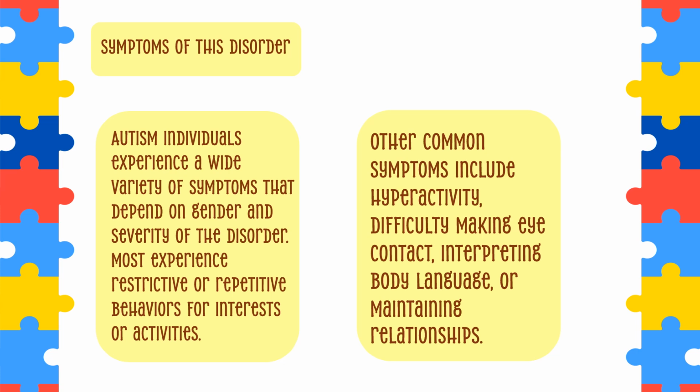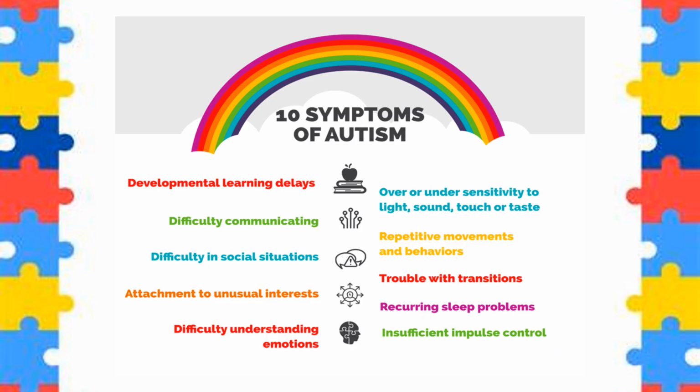Autism symptoms depend on many different things, such as gender and the severity of the disorder. Most will experience restrictive or repetitive behaviors for interests or activities. Other symptoms may include hyperactivity, difficulty making eye contact, interpreting body language, or maintaining relationships. This is just a few of the many symptoms. I included this image to showcase the 10 symptoms of autism.